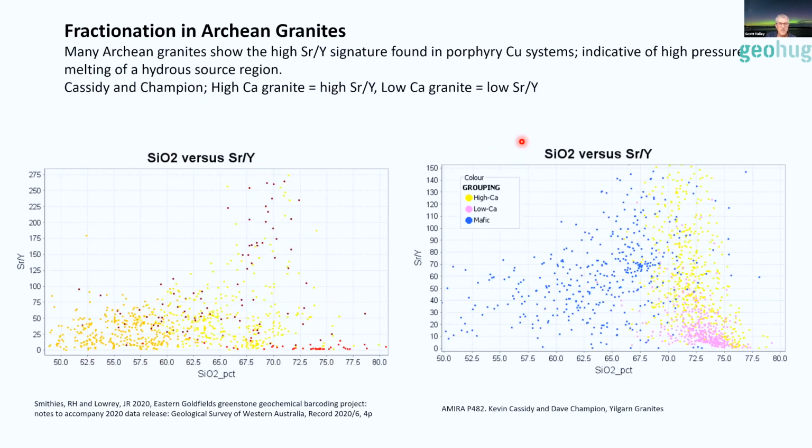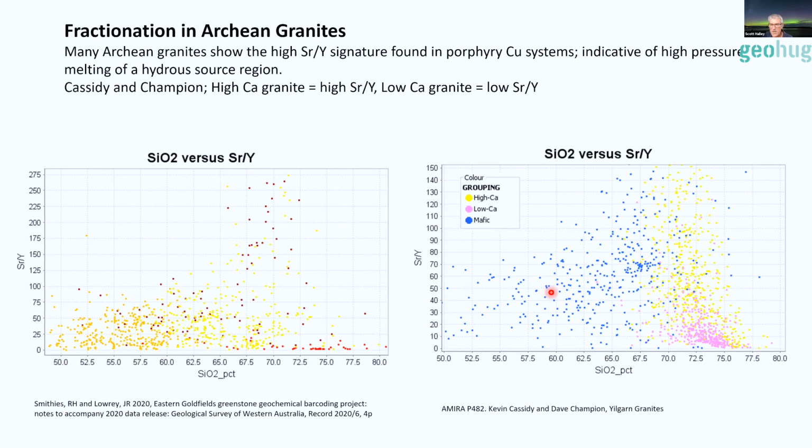Now I'll plot silica versus strontium yttrium ratio. On this diagram, the porphyry copper window is a ratio of around 50 to 100 and silica values of about 60 to 70. So the porphyry copper window sits in here, and there's a lot of intermediate composition rocks in the Yilgarn that plot in that field. And you can see these high vanadium scandium things in here, the hornblende fractionating ones, they are going nuts.